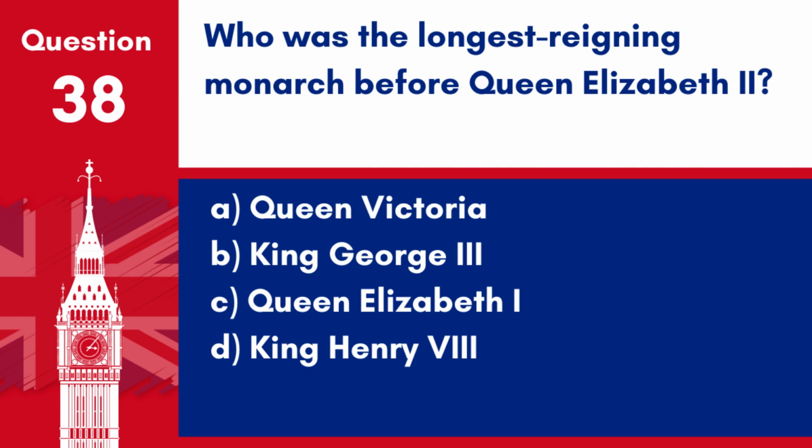Question 38. Who was the longest reigning monarch before Queen Elizabeth II? A. Queen Victoria. B. King George III. C. Queen Elizabeth I. D. King Henry VIII. Answer A. Queen Victoria. Queen Victoria was the longest reigning monarch before Queen Elizabeth II surpassed her reign.